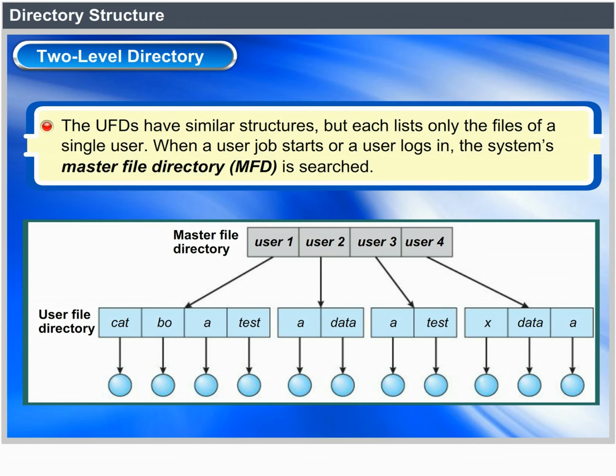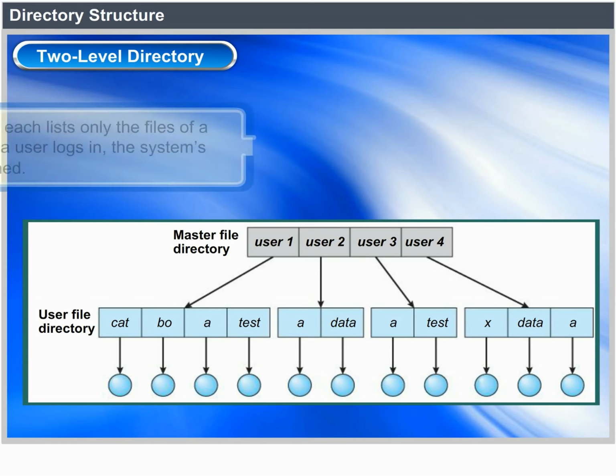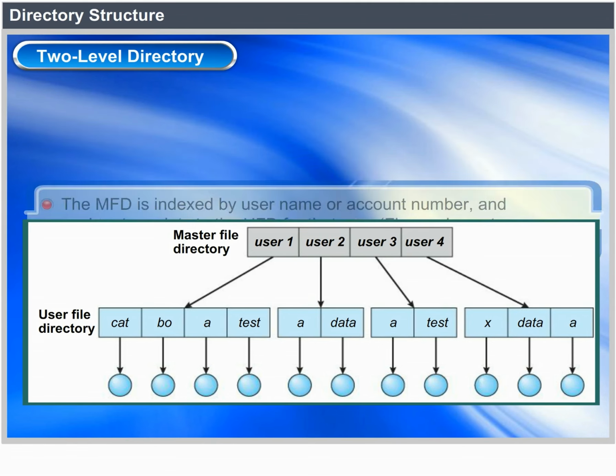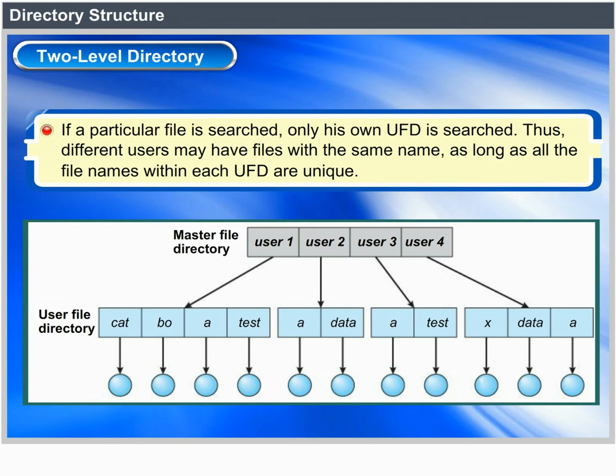When a user job starts or a user logs in, the system's master file directory, MFD, is searched. The MFD is indexed by username or account number, and each entry points to the UFD for that user. Figure shows two-level directory. When a user refers to a particular file, only his own UFD is searched. Thus, different users may have files with the same name as long as all the file names within each UFD are unique.